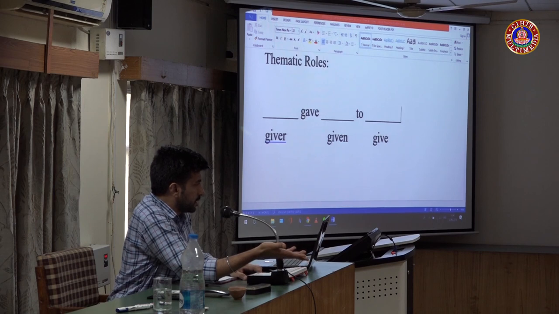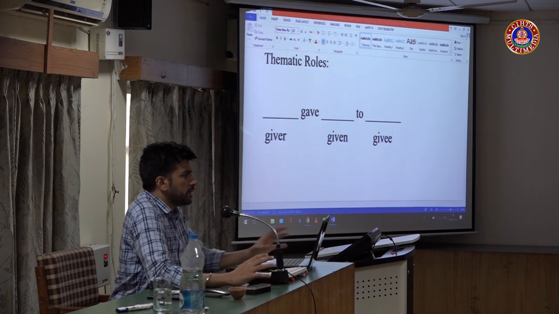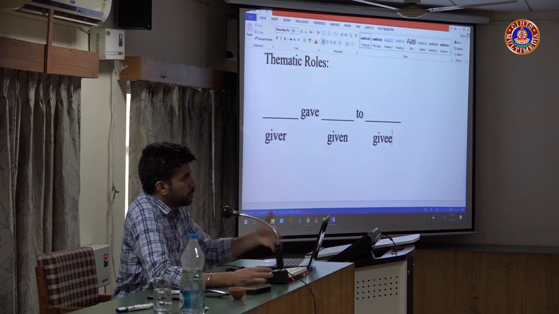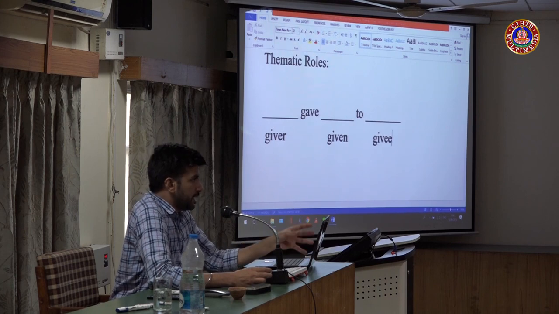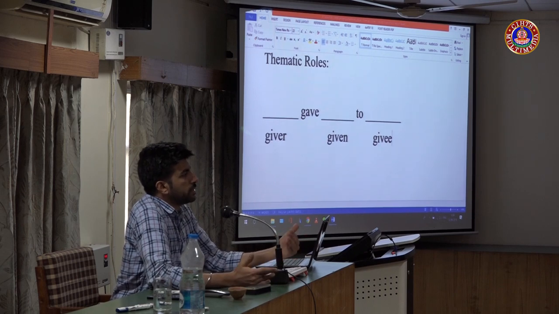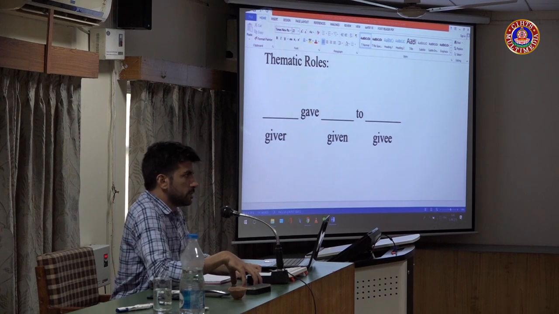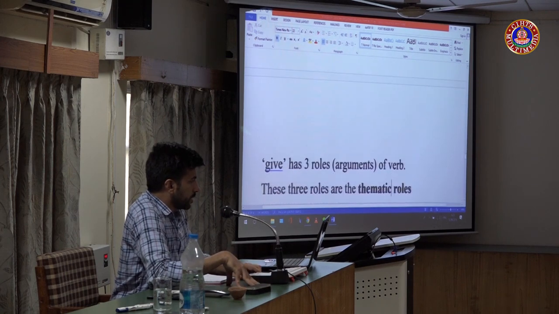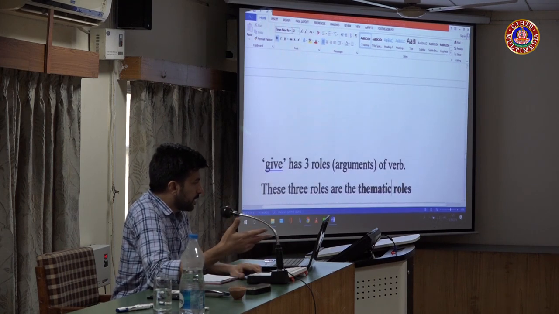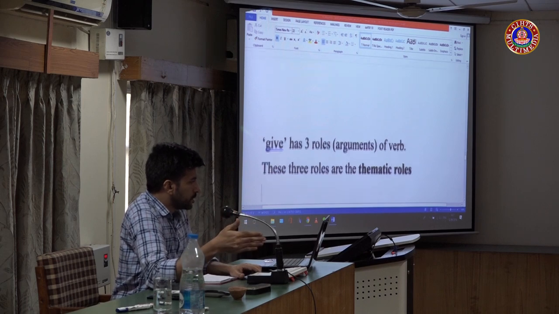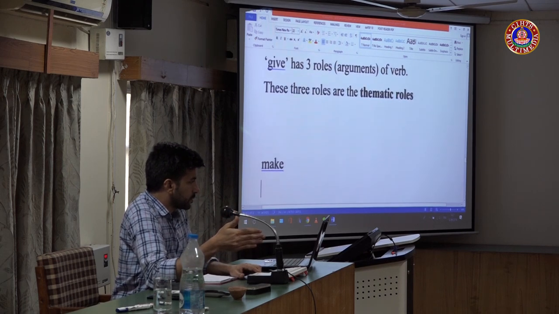So the giver, the given, sorry, here there should have been a givee, like, to whom was it given? Givee is not a word, but I'm just trying to make sense: the one who gives, what was given, to whom was it given? The word give will always demand these three thematic roles, arguments. This is important. So we can write it. The verb give has three roles. These three roles are the thematic roles.